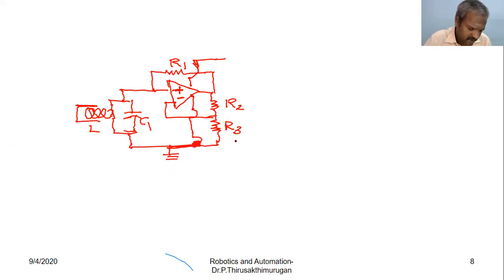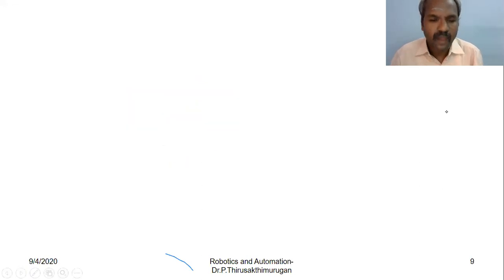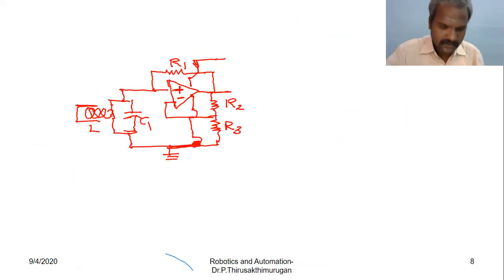Okay, demodulator stage. So what is a demodulator? A demodulator is nothing but a device which converts the modulated signal into a DC signal. That is called a demodulator. Clear? Demodulator.